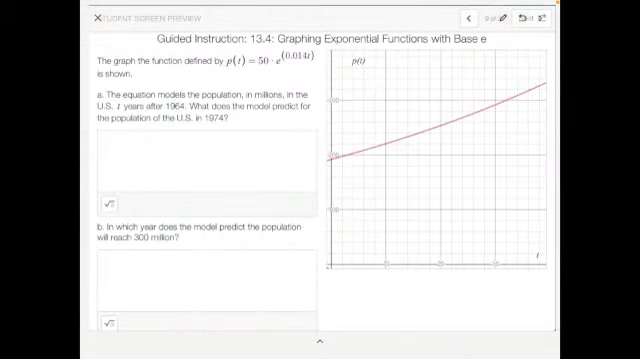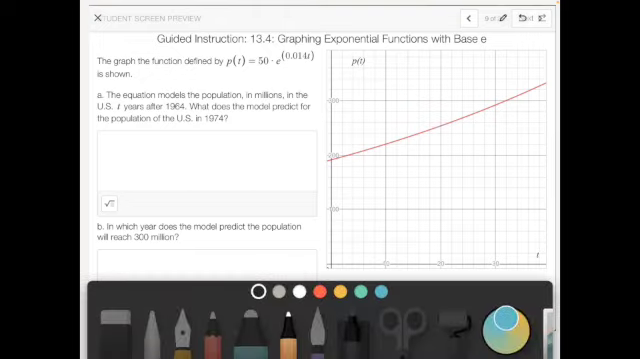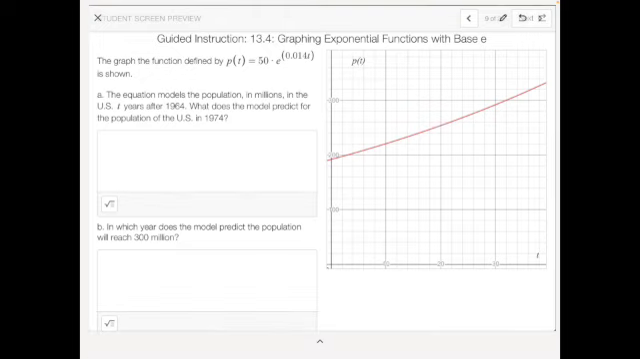So now we are on screen 9 of week 16. This is the guided instruction for 13.4. We're given a graph to model the function defined by p of t is equal to 50 times e to the power of 0.014t. So we have this function here modeled on the graph here.